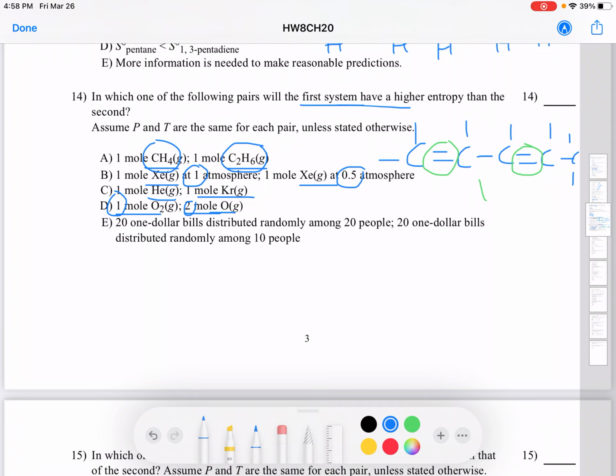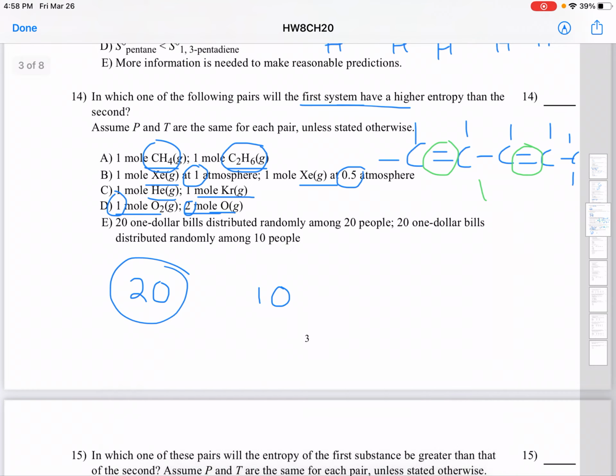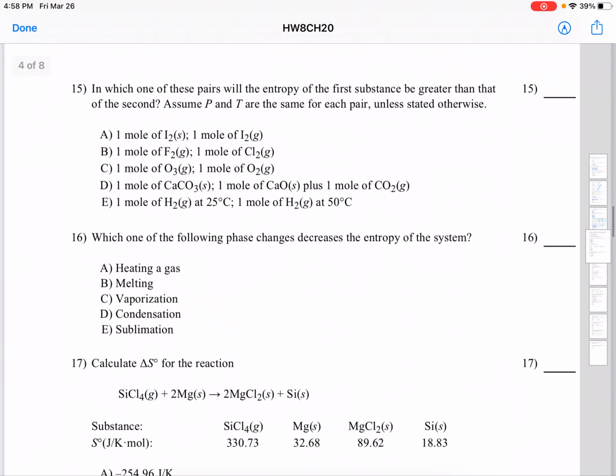And then $21 bills distributed randomly among 20 people, and then $21 bills distributed randomly among 10 people. It's like the first one you have 20 people, and the second one has 10. So which one has higher entropy? The first set has higher entropy, where $21 bills distributed randomly among 20 people would have a higher entropy. Okay, so the correct one is E.